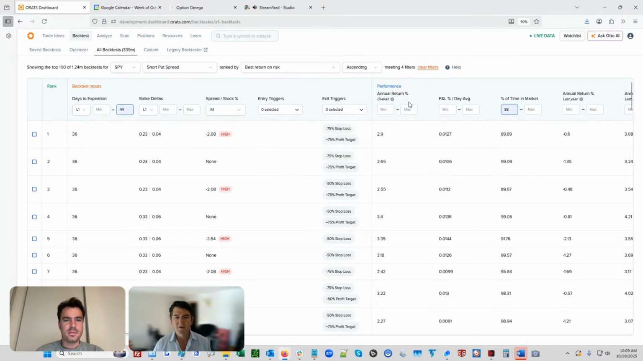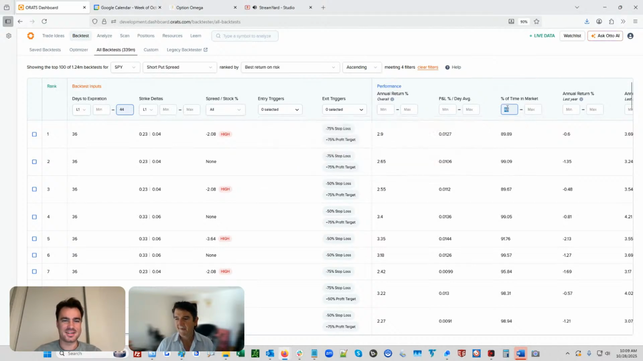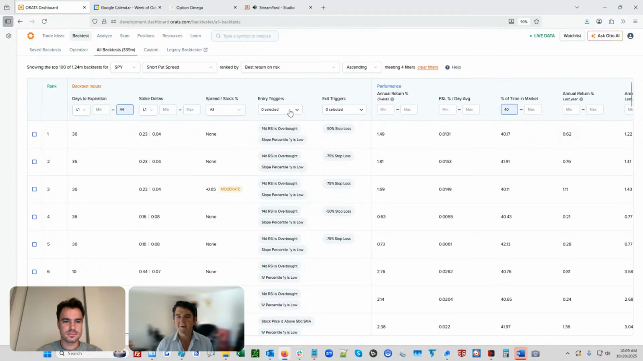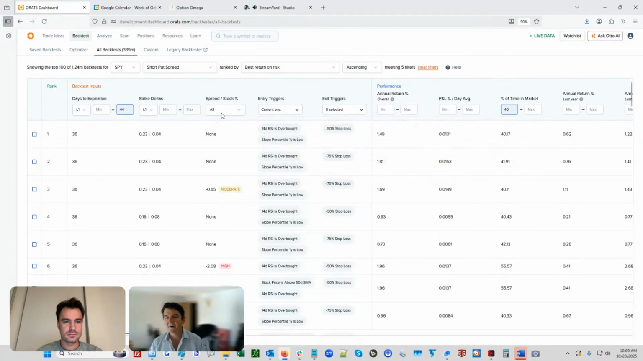Yeah, the current environment is interesting, and there's that toggle at the top of that drop down that you can use to select the current environment. So if you just wanted to find backtests that were good today, that's what you would do. Right, and I'd have to take the time in the market down, and then I could say, okay, we'll just do the ones that are in the market right now.